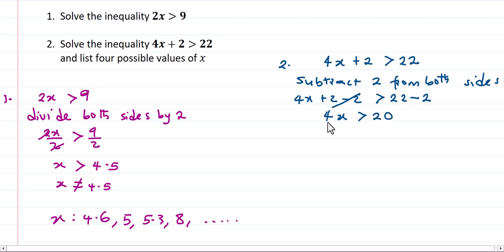But then we still have a coefficient here. So the coefficient of our variable, which is x, is 4. Because we have that coefficient, we'll have to divide both sides by 4. So that we'll have 4x divided by 4 is greater than 20.